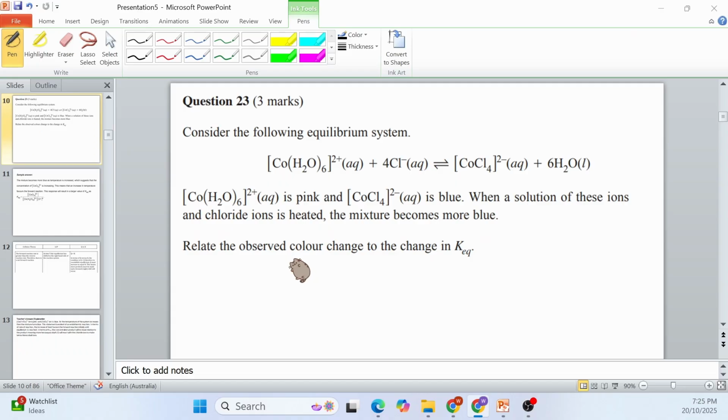Question 23, 3 marks. Consider the following equilibrium system. Hexa-aqua cobalt(II) ion, aqueous, is pink and tetrachlorocobalt(II) ion, aqueous, is blue. When a solution of these ions and chloride ions is heated, the mixture becomes more blue. Relate the observed color change to the change in KEQ.